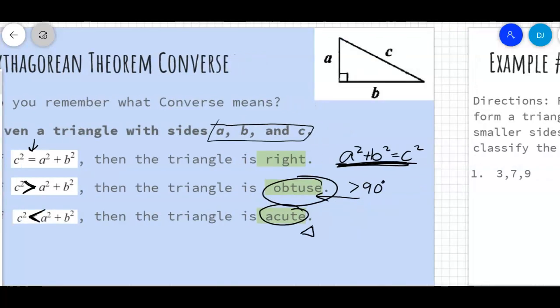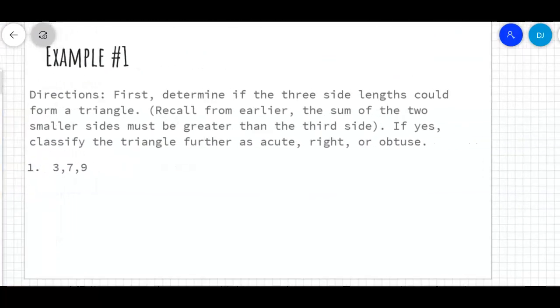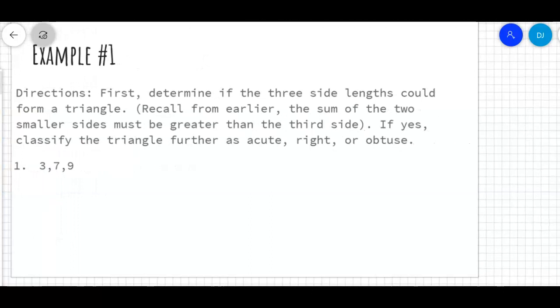All right, so looking at example 1, the directions. First, determine if the three side lengths could form a triangle. Recall from earlier that the sum of the two smaller sides must be larger than the third side. If yes, then we can go ahead and classify the triangle further as acute, right, or obtuse, because acute is going to be less, right is going to be equal, and obtuse is going to be greater, as long as we start off with c squared, and a plus b is going to end up being on the right side. All right, so first step, determine if it's a triangle.